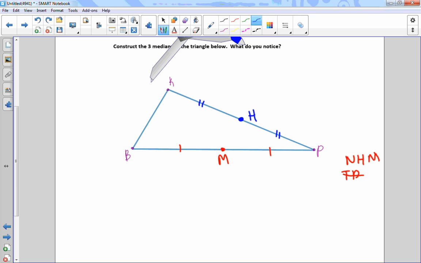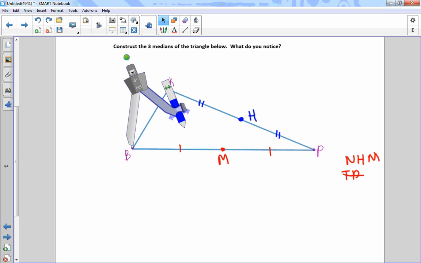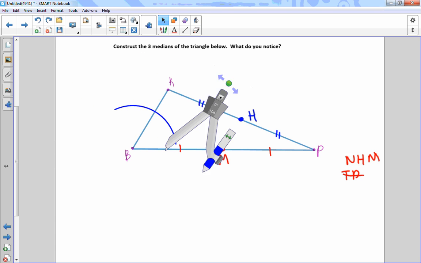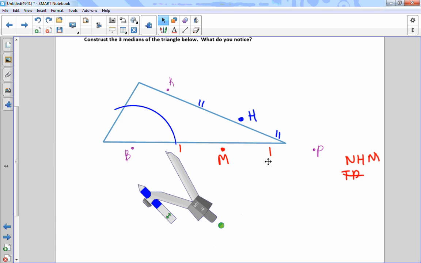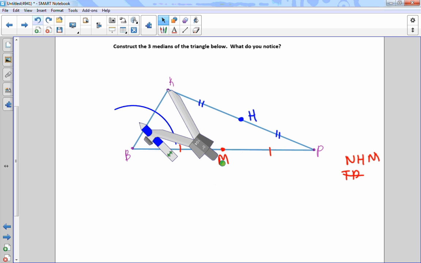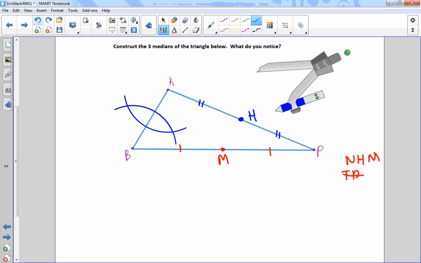One more to do. You should know the drill by this point. Make sure it's more than halfway. Draw your arc. Pick it up. Okay, relocate it. Connect them with your ruler, but don't draw the line this time. All we need is the point, the midpoint.